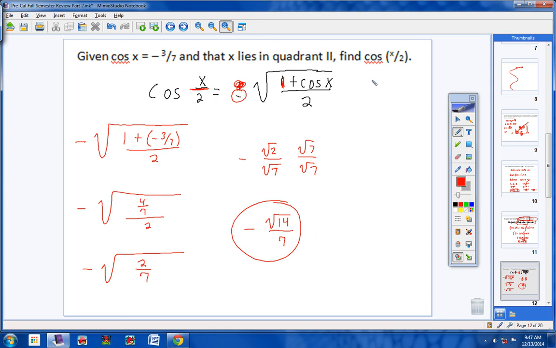There's the answer. So you found, this is so cool, students, you found the cosine of x over 2 without even knowing what x is. You have no idea what the angle is, but you're able to do that because of trig identities.